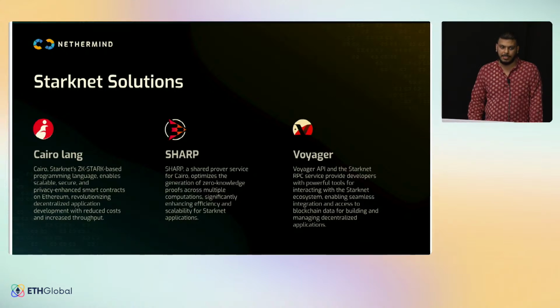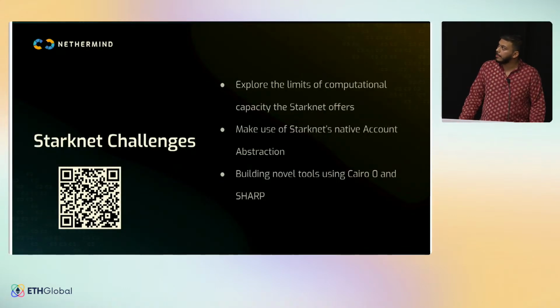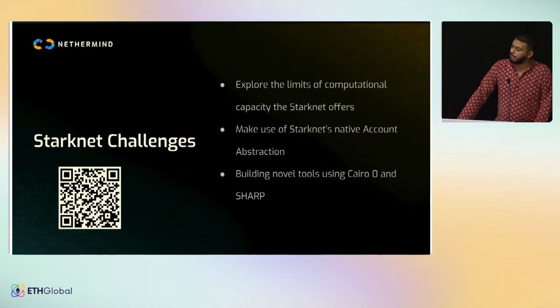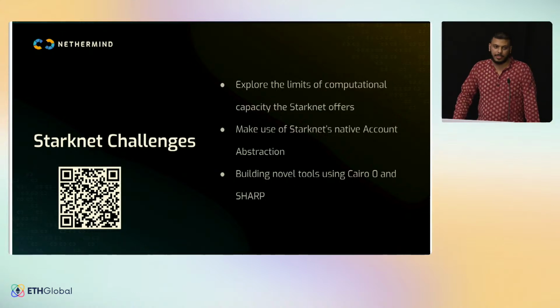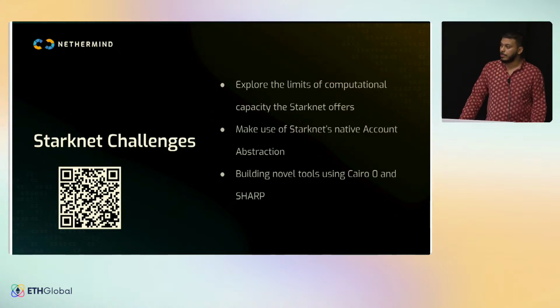It enables you to get seamless, quick access to Starknet data itself. Some of the ideas that we would like to see are pushing the limits of Starknet computation. How can I build some kind of financial derivative that really pushes the bounds of Starknet's computational capacity? Using Starknet's native account abstraction protocol for enabling the next generation of users to onboard to Starknet, and also building novel tools using Cairo 0 and SHARP.